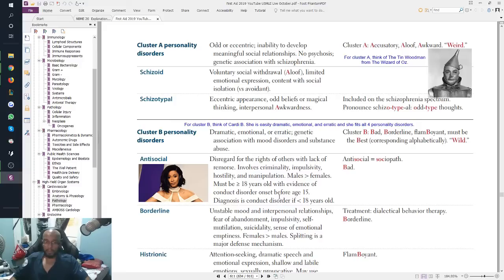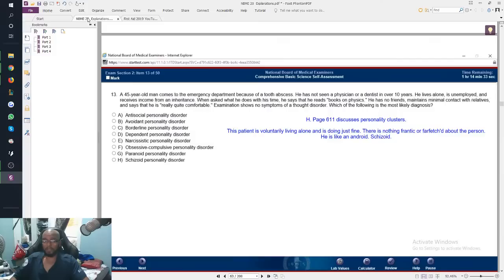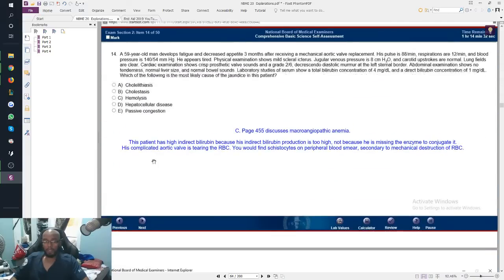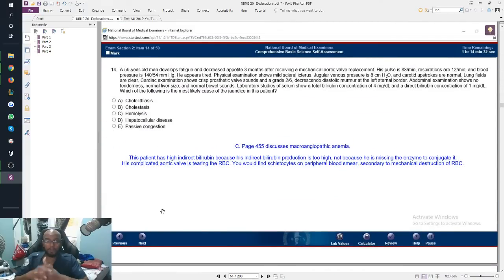Cluster B is super easy to memorize as well now with Cardi B. And the Tin Woodman of Wizard of Oz for cluster A. So this guy was the Tin Woodman. He literally lives in the woods. He's pretty much just doing his own thing all alone. And he's perfectly fine. There's nothing wrong with him. Okay, so schizoid.